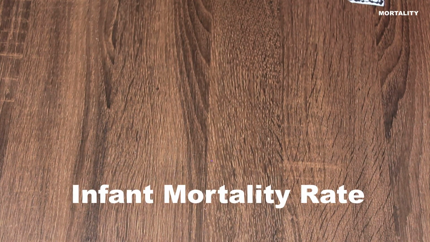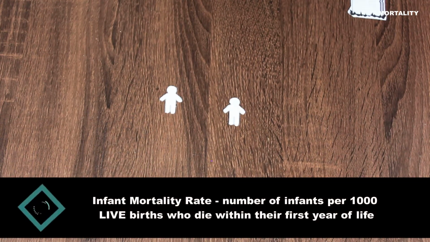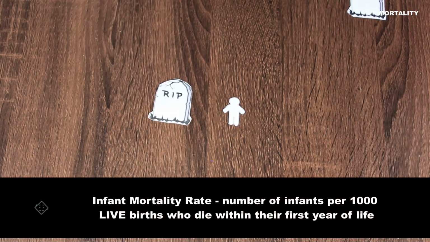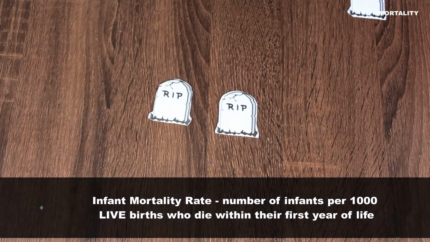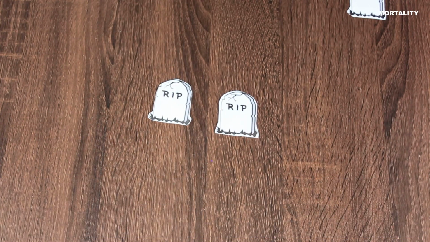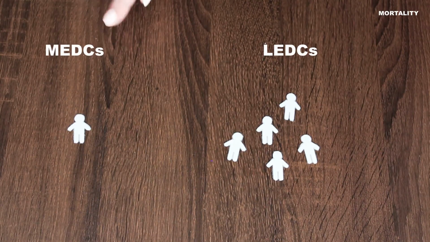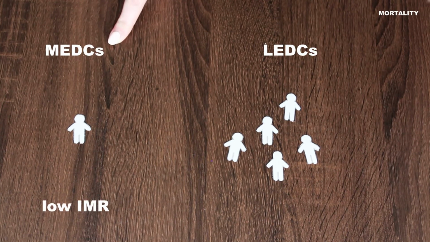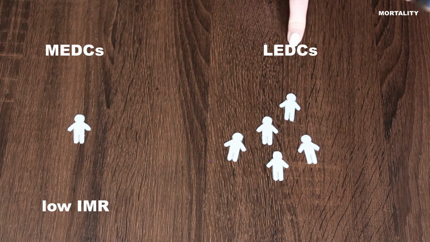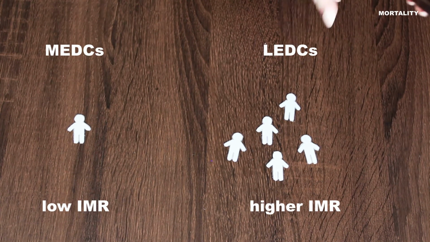Now we're going to look at another type of death rate that does consider the age of the people involved, and that is known as infant mortality rate. Infant mortality rate is the number of infants per 1,000 live births who die within their first year of life. Now this does not include stillbirths. Again, our trend is that in MEDCs, infant mortality rate is low, and in LEDCs, infant mortality rate tends to be high.